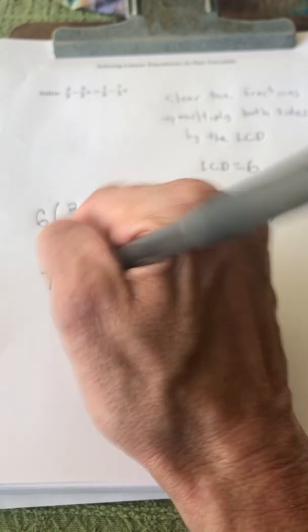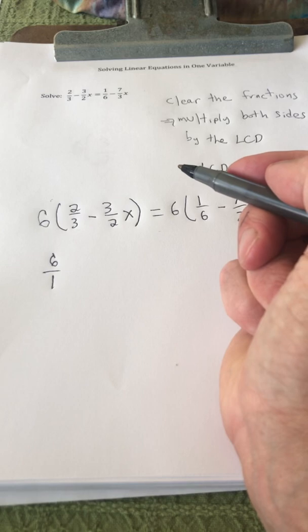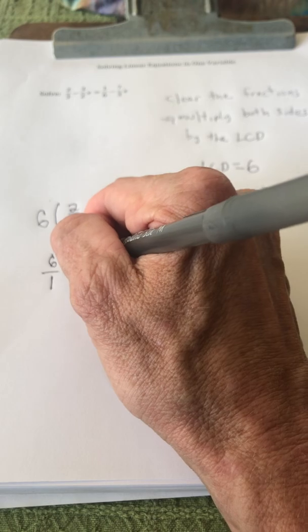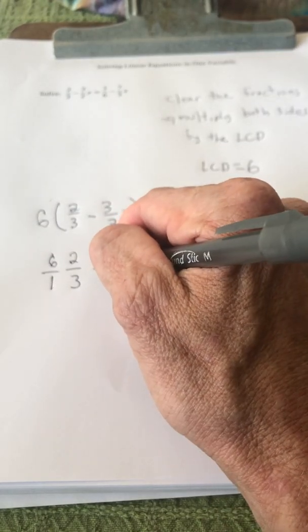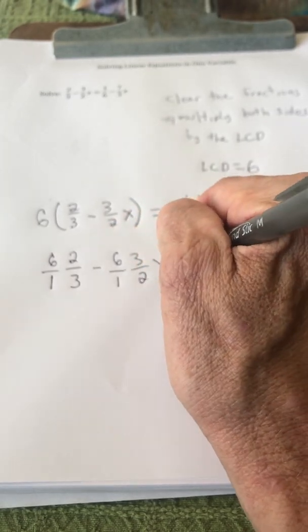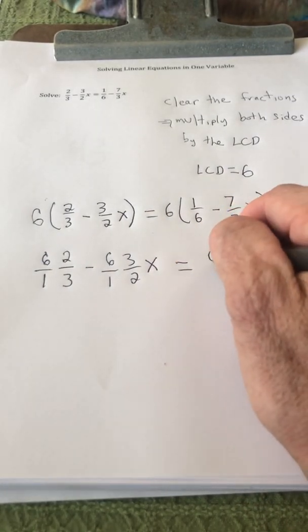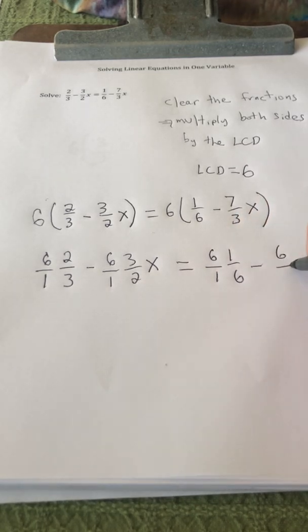So we have 6/1 times 2/3 minus 6/1 times 3/2 x equals 6/1 times 1/6 minus 6/1 times 7/3 x.